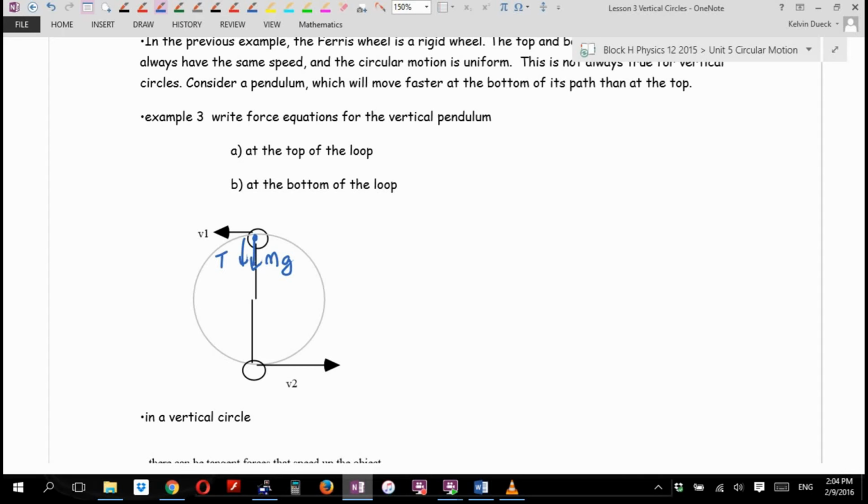Who's winning? What? I heard it. Someone said it. Both. Right? It's going to be at the top... mg plus tension equals mv squared over r. Let's get the tension by itself. How would I get the T by itself?